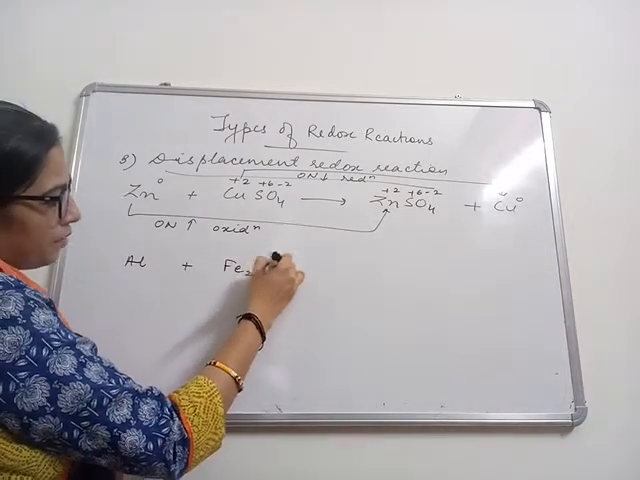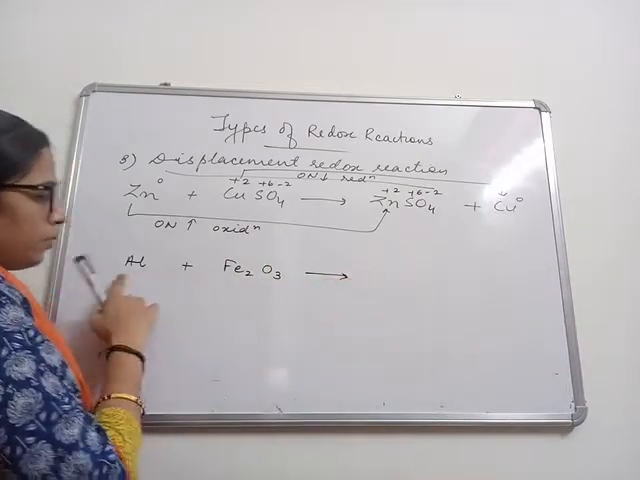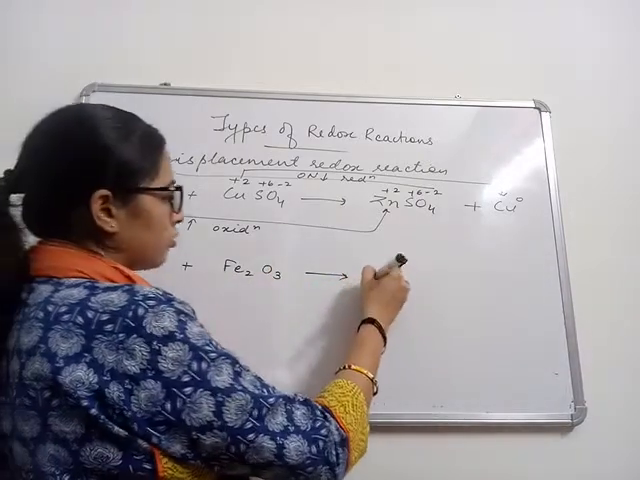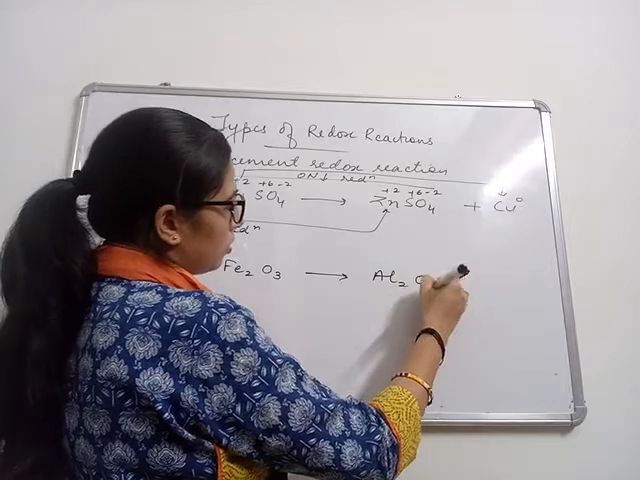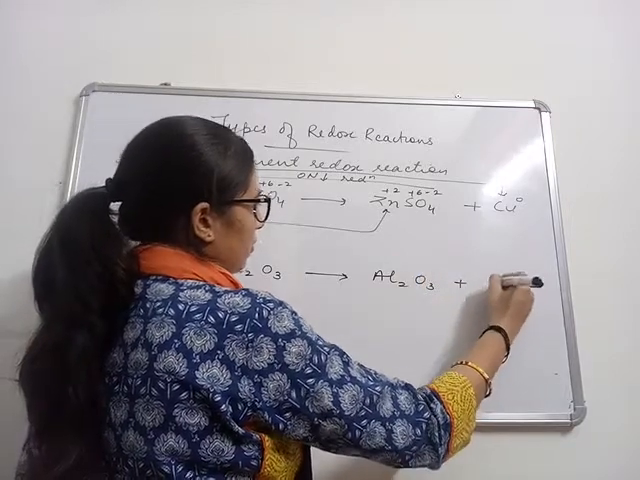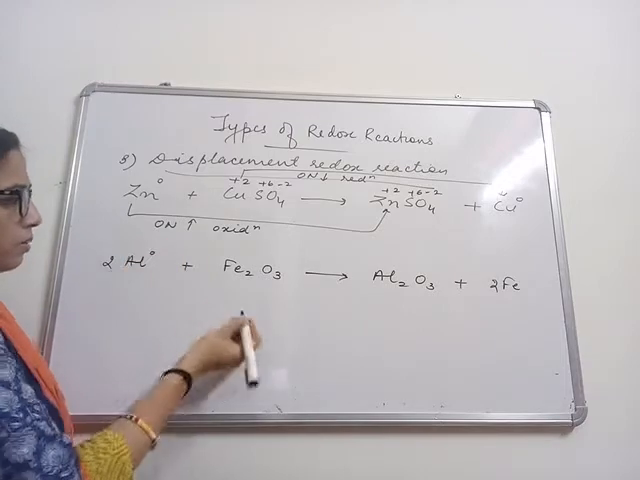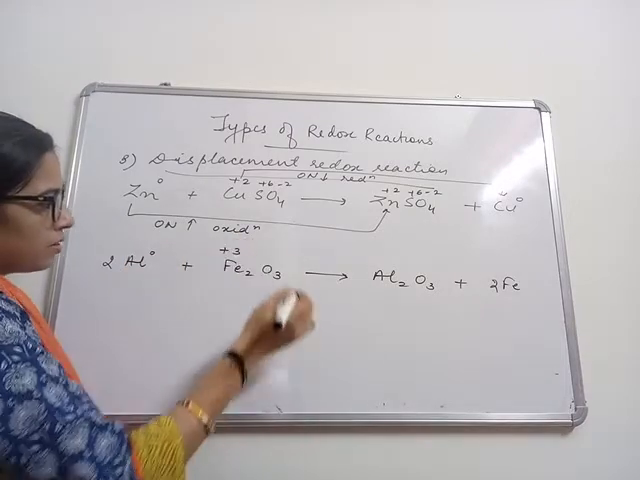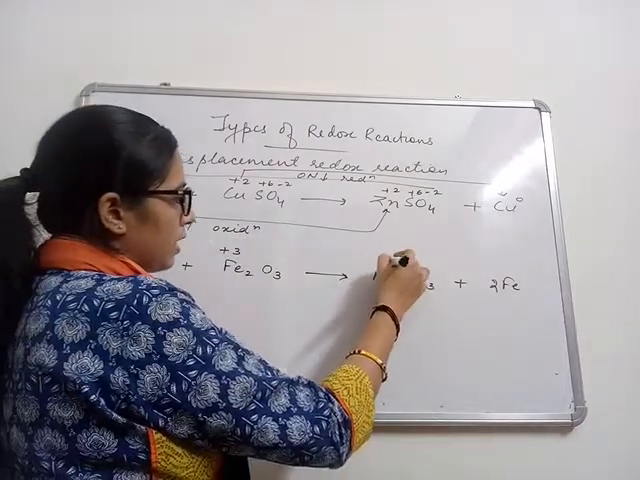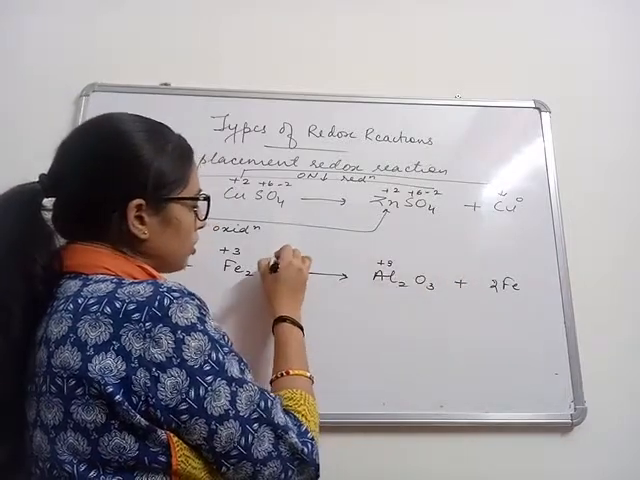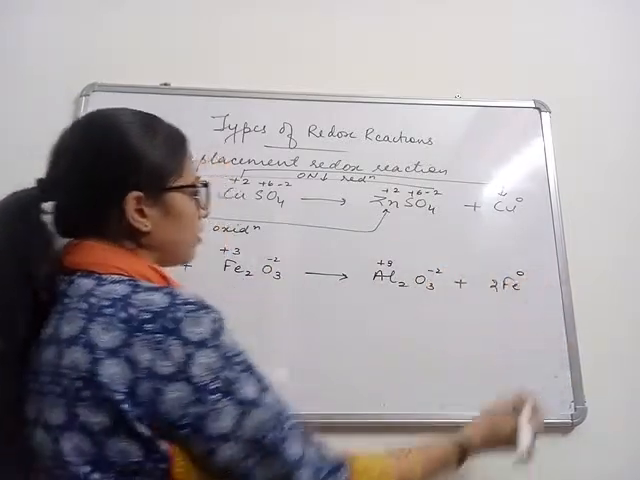aluminium with Fe2O3. Aluminium being more reactive than iron displaces it and forms Al2O3 and Fe. Now to balance this reaction: aluminium is in zero state, Fe was in Fe+3, in Al2O3 Al is +3, O is -2 on both sides, and Fe here is 0.